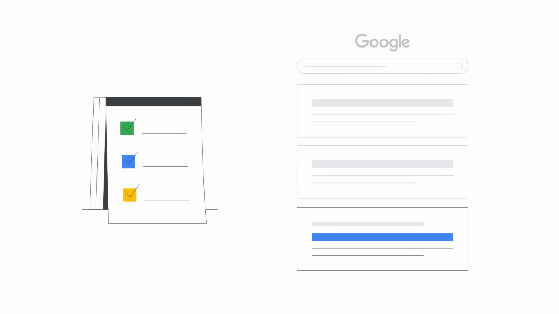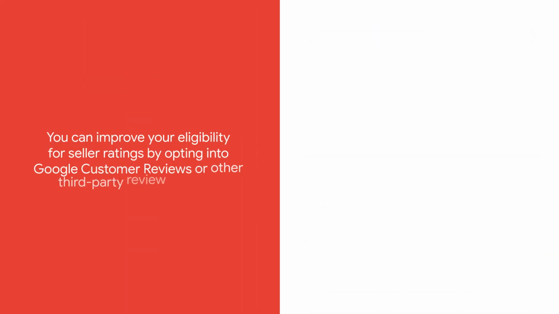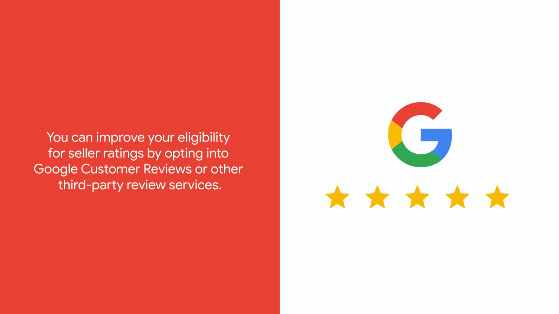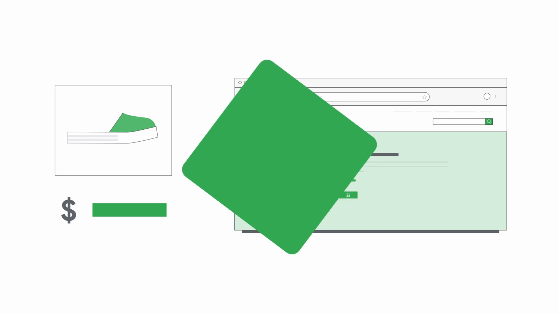First, follow our SEO guidelines to improve the visibility of your website on Google. You can improve your eligibility for seller ratings by opting into Google customer reviews or other third-party review services. Next, make sure you match the product data in your Merchant Center feed with your website to make sure that pricing and other product information is consistent.